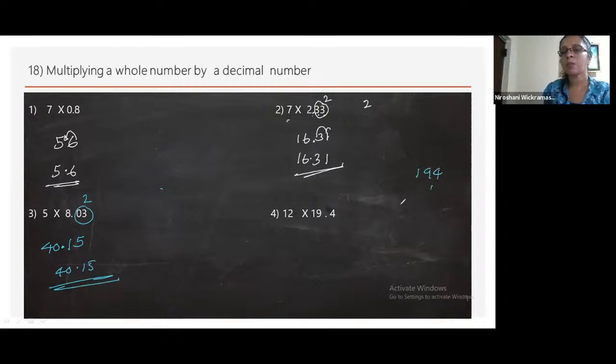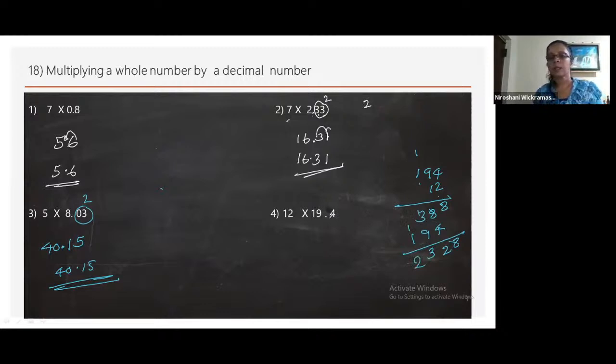Now multiply, don't think about the decimal. 194 multiplied by 12. 2 times 4, 8. 2 times 9, 18, 1 remaining. 2 times 1, 2 and 1, 3. Then 1 times 4, 4, 1 times 9, 9, 1 times 1, 1, and so on, carrying as needed. Now count the decimal places. 1 decimal place is here, so 232.8. We separate 1 decimal point here: 232.8.